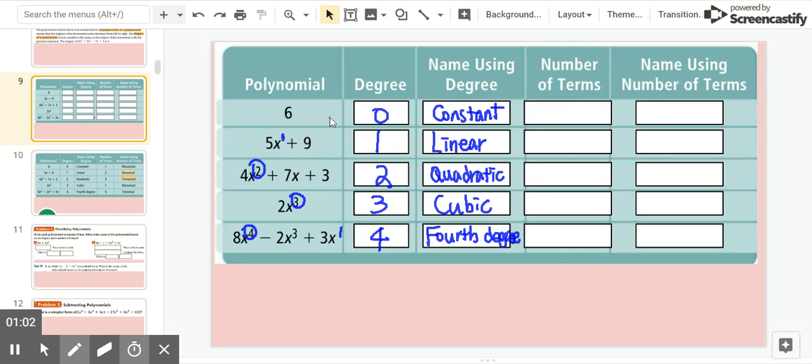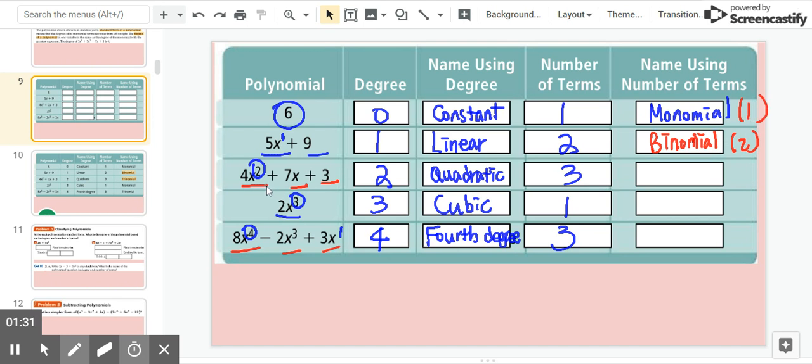And number of terms, how many terms do we have? 1. How many terms? 2. How many terms? 3. How many terms? Only 1. How many terms? 3. And if it's only 1, it's called monomial. If it's 2, we call them binomial. And when we have 3, it's trinomial.